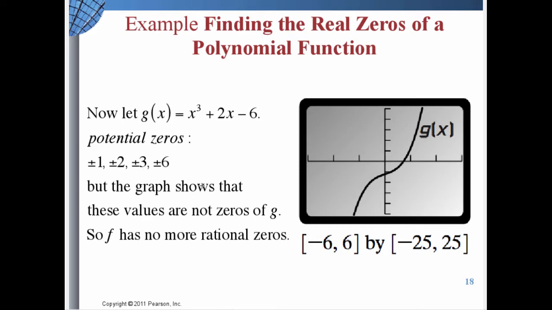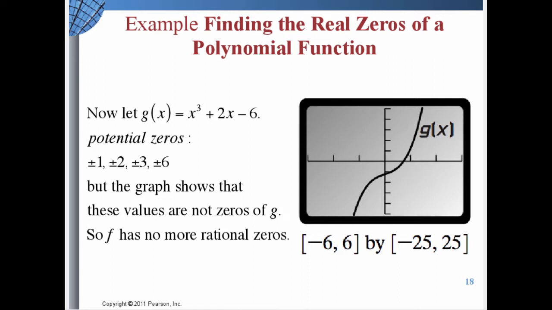So if we take a look and let g of x equal that remaining factor, x cubed plus 2x minus 6, and we go ahead and graph it, well, the potential zeros from the rational zeros theorem are positive negative 1, positive negative 2, positive negative 3, positive negative 6. But the graph shows that these values are not zeros.